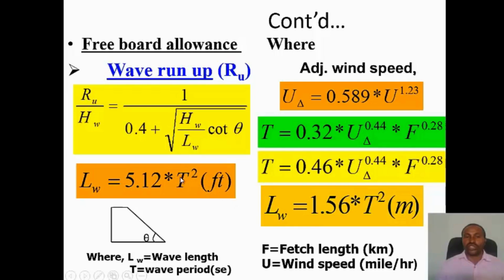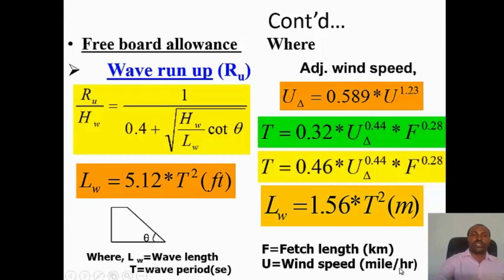This is the English system. Then the wavelength is 1.56 T squared. So the difference is just the wave period. If you calculate the wave period in the metric system, you will use this equation. Otherwise, if you calculate the wave period using the English system, you will calculate the wavelength using the English system. So wavelength in meters, wave period in seconds, fetch length in kilometers, and wind speed in miles per hour.